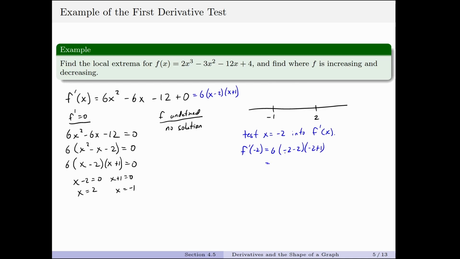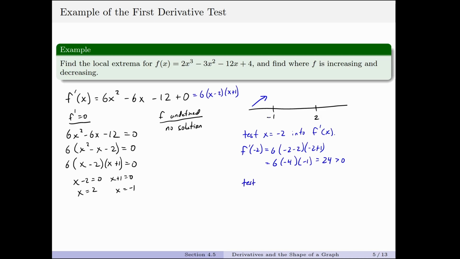So when I plug in, negative 2 minus 2 is negative 4. Negative 2 plus 1 is negative 1. So we get 24, which is positive. What I'm going to label on my number line is that this interval I have tested and the derivative is positive. That means that the function is increasing. So I'm going to draw an arrow that rises up as I move from left to right.